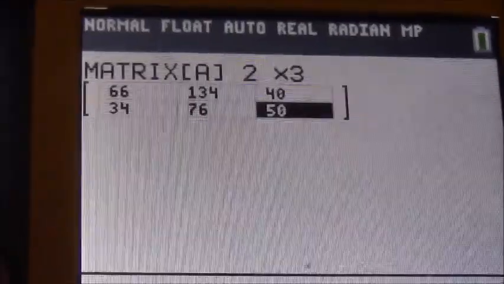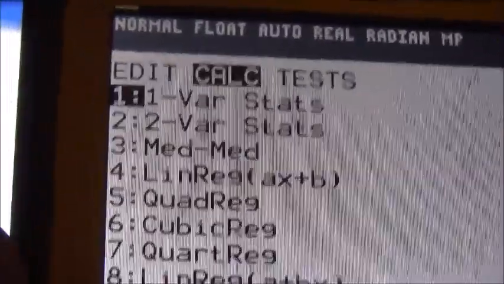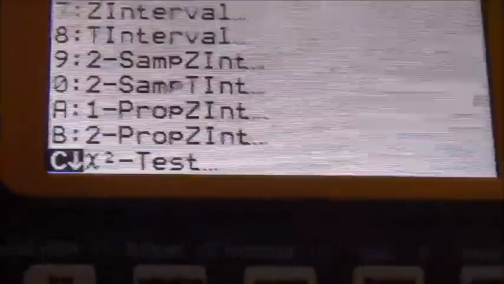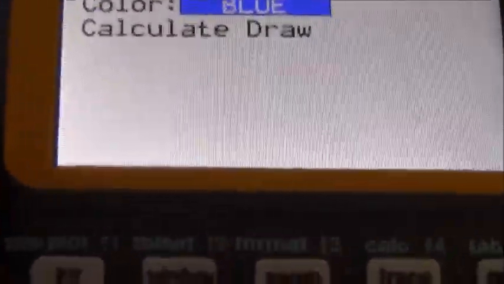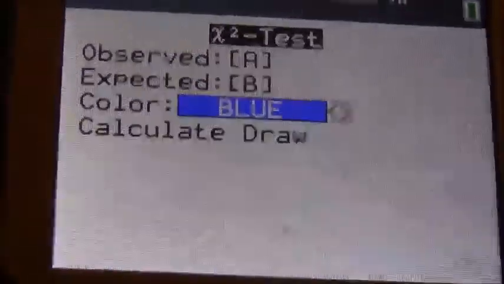Once I have the data in my matrix, I'm going to do my test. So I'm going to do stat, cursor over to tests, and then I'm going to do C, which is my chi-squared test, and I'm going to enter on that. So the observed value is in matrix A. They're going to put the expected value in B. We're going to go ahead and calculate.